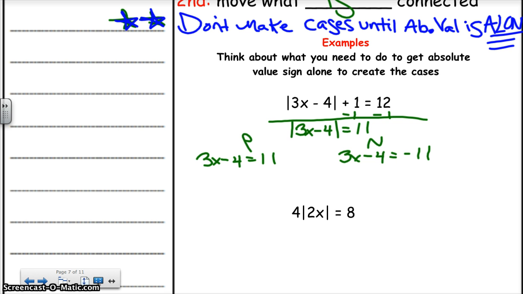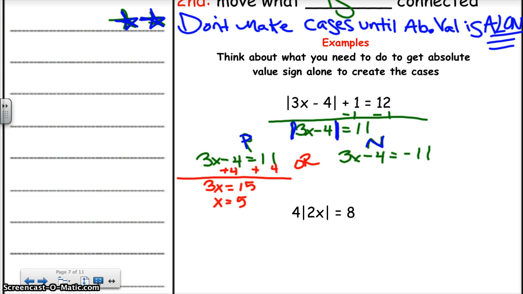Notice again, I'm going to reiterate what I did. I moved my 1 so I can create my cases. I can't create my cases unless my absolute value sign is all by itself. And now it is, which allowed me to create my positive and negative case. Now I just do normal solving. Add 4. 3x equals 15. X is 5.